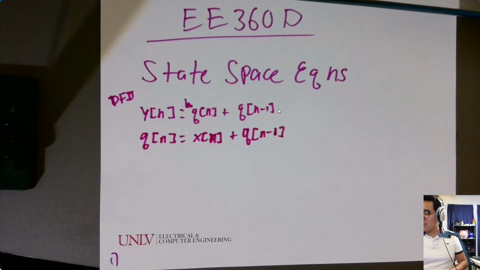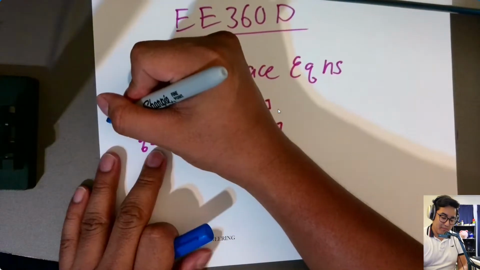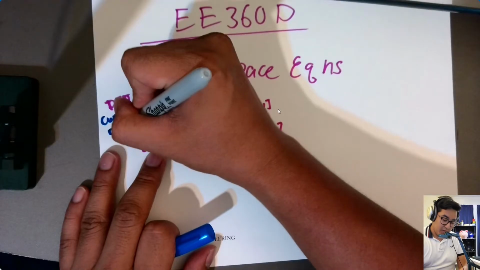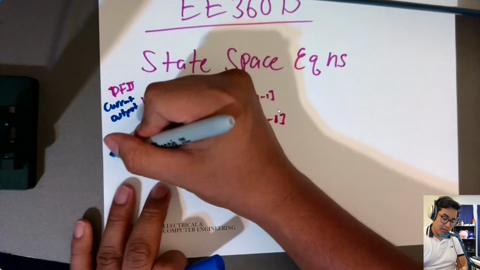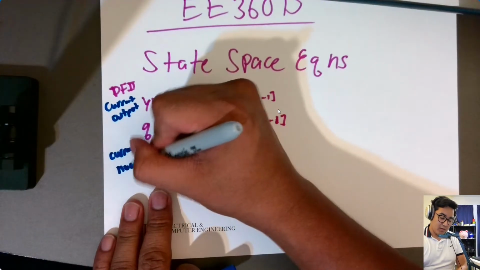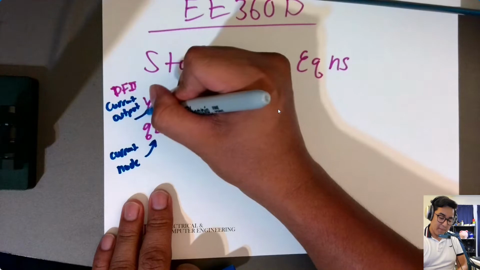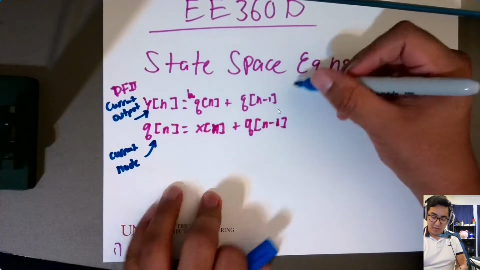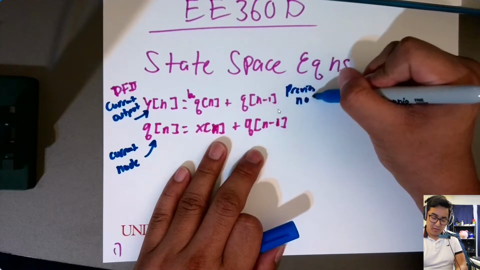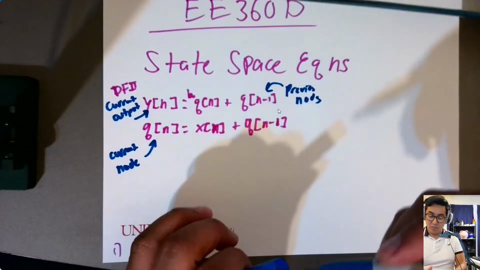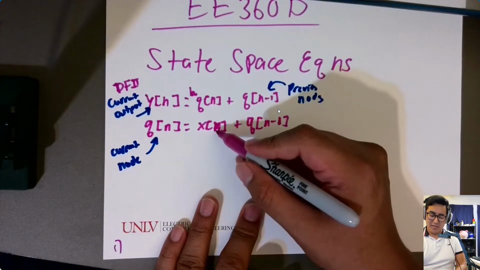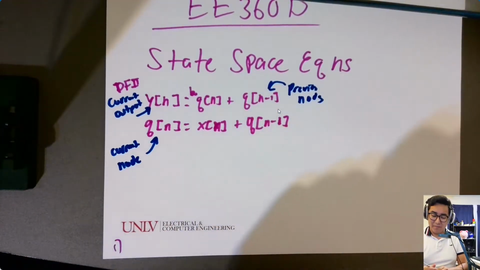So let me show you. This is the output, the current output, and the current node. And actually let me note this one. This is the previous nodes. And then if you wanted to, there could be a case where this could be delayed, but that's a different story for a different block diagram.